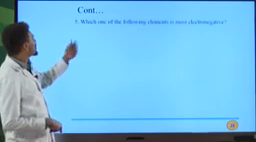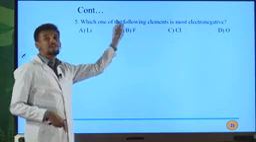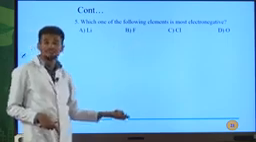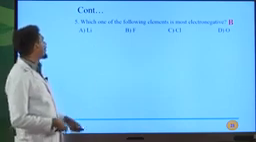Okay, another question, question number 5. Which one of the following elements is most electronegative? Fluorine is the most electronegative element. Its electronegativity value is 4.0. So B is the correct answer.